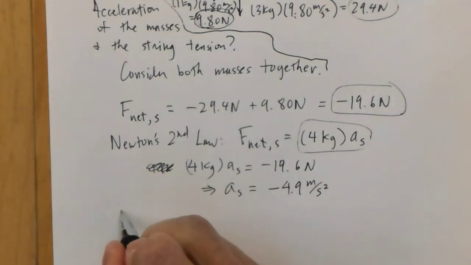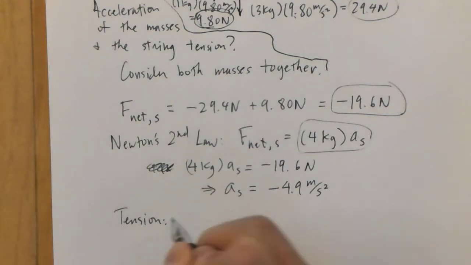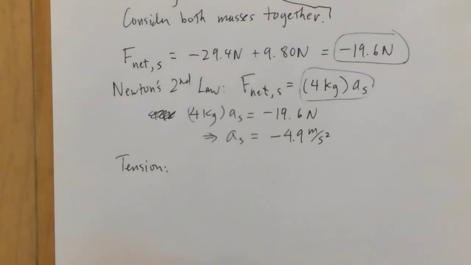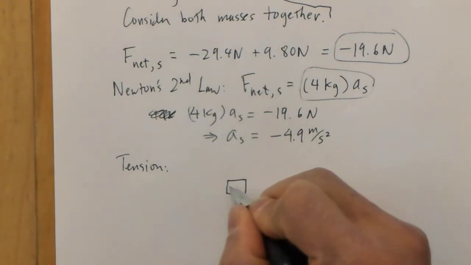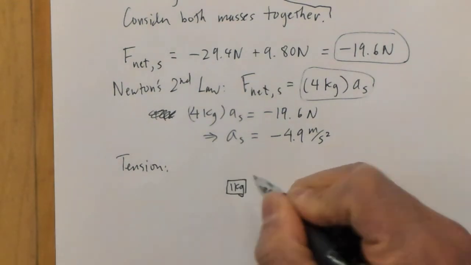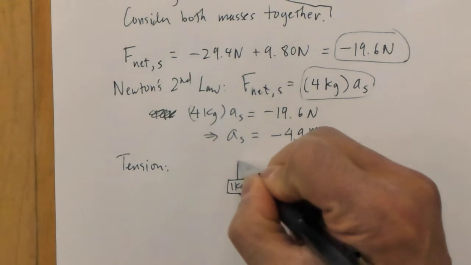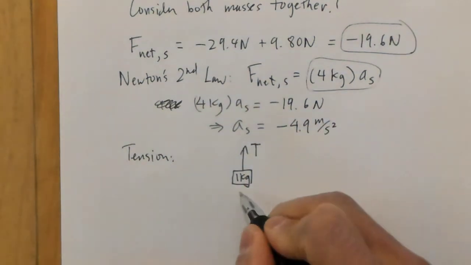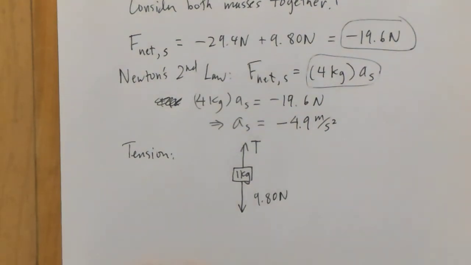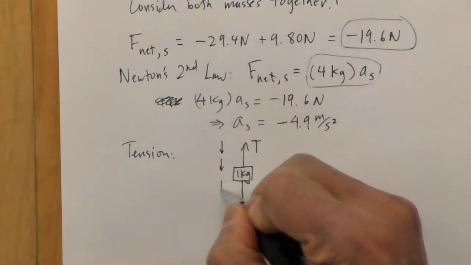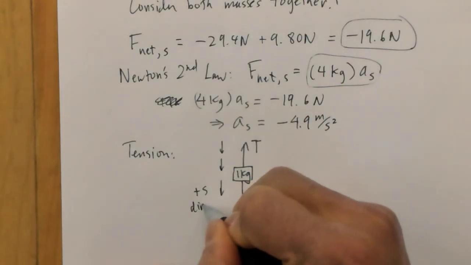Okay, to find the tension, now let's find the tension. It doesn't really matter which object we look at. So let's look at the 1 kilogram mass. We can do it with the 3 kilogram mass as well. So for the 1 kilogram mass, we have the tension going up. We have the force of gravity going down, and we already said that force of gravity is 9.8 newtons. And on this side, the positive S direction is going down.